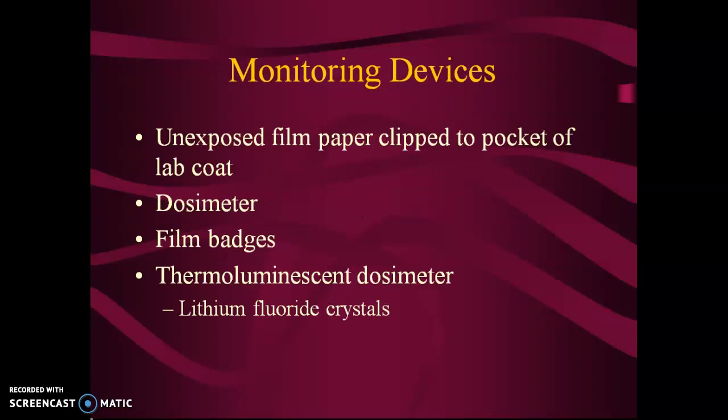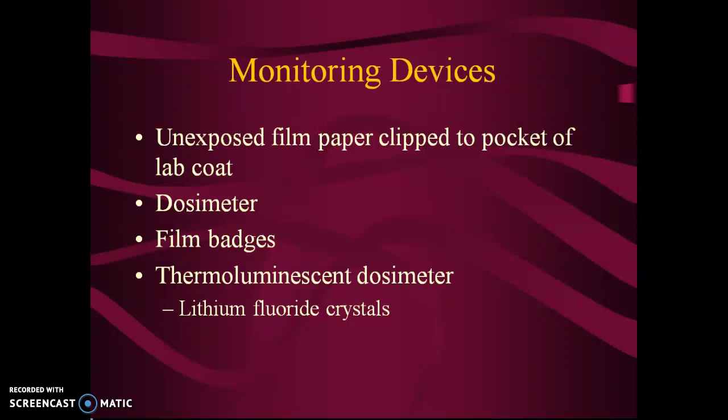Some monitoring devices, an unexposed film paper clip to your pocket, is old school. It just lets you know if you're being exposed to any radiation. Because the paper clip is metal, that part of the film covered by the paper clip doesn't get exposed. Everything around it would. So if you process that film and you see the image of the paper clip, you know you were exposed to some radiation. If it's completely blank, then you weren't.